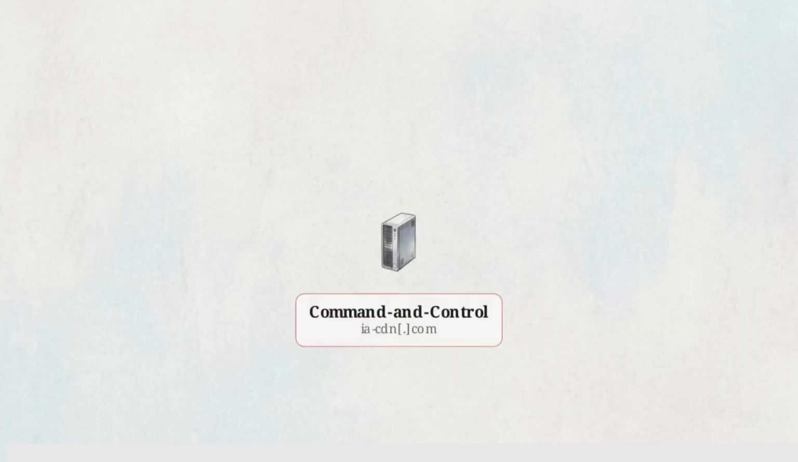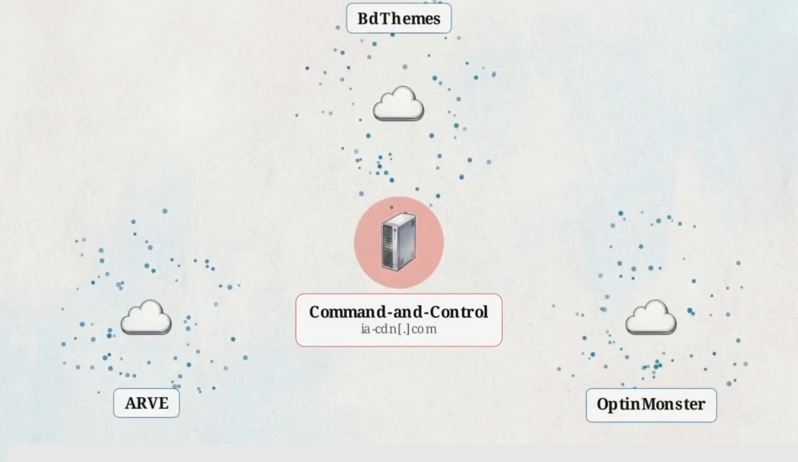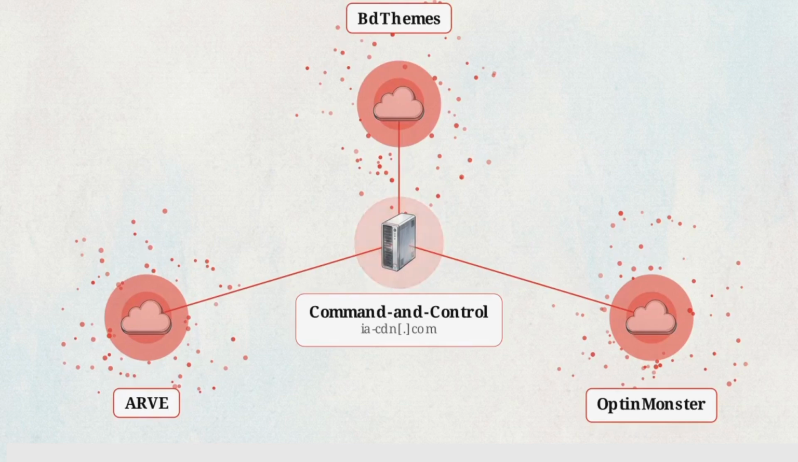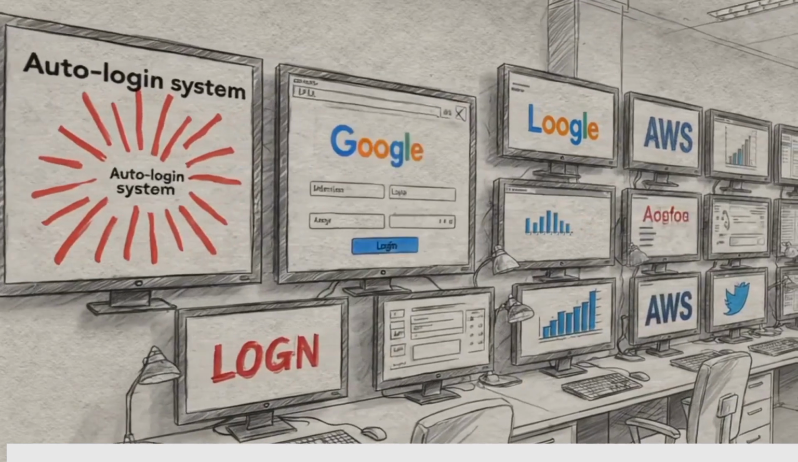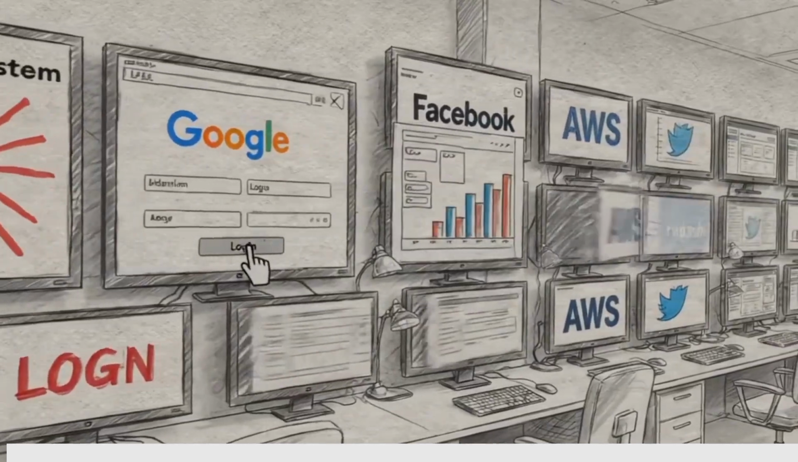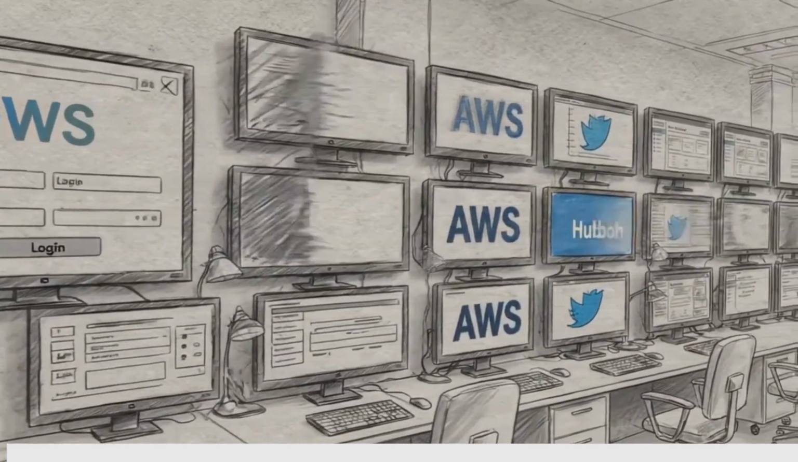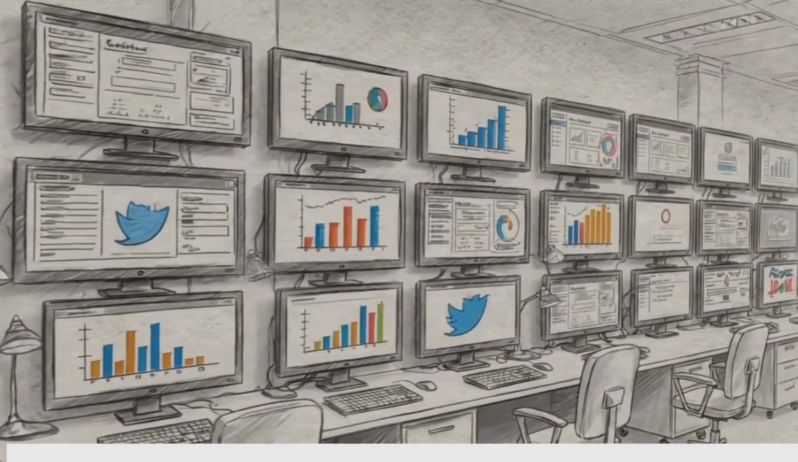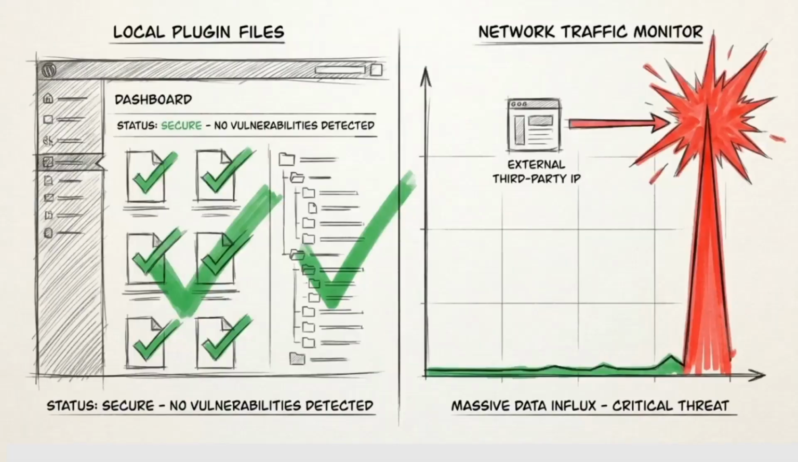Zooming out to the broader threat landscape map, this isolated incident connects to a wider infrastructure. The exact command and control node used here draws direct lines to recent compromises in 2 other major plugins, ARVE and OptinMonster. These combined attacks point to a systemic campaign aimed at establishing covert administrative persistence across large swaths of the WordPress ecosystem. This requires a shift in how administrators model threats.